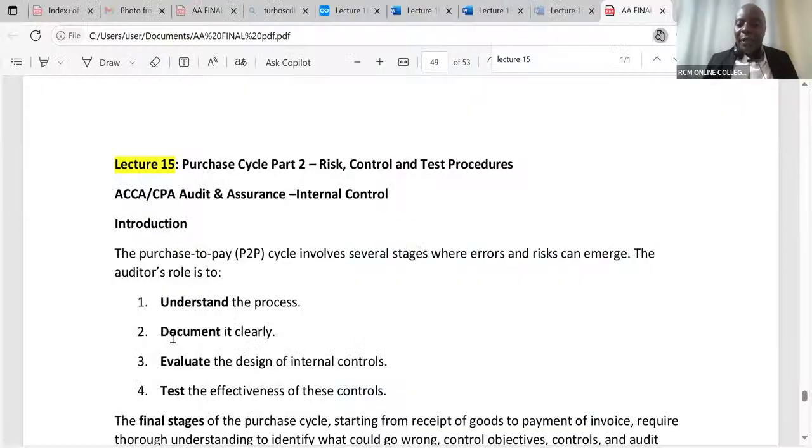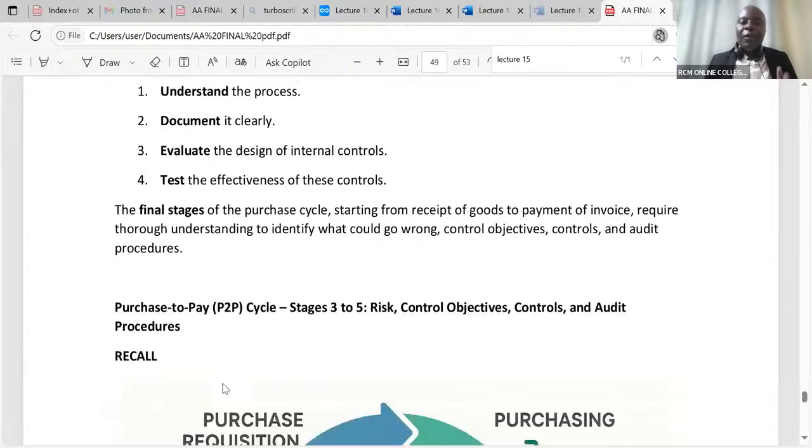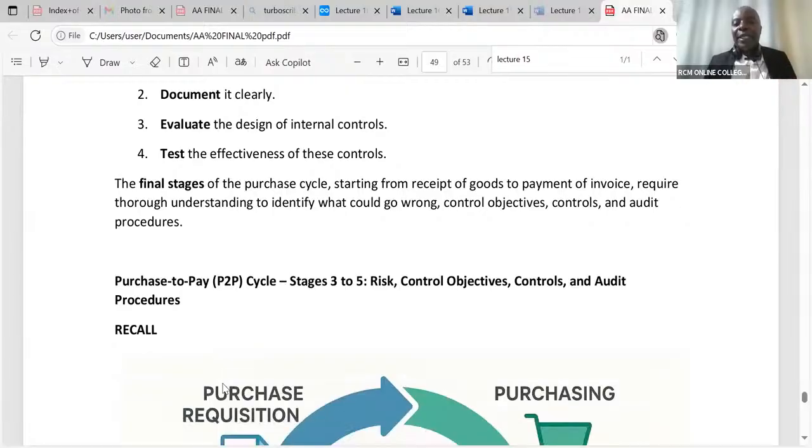Now, ladies and gentlemen, I hope that is very, very clear. The final stages of the purchase cycle, starting from receipt of goods to payment of invoice, require thorough understanding to identify what could go wrong, you as an auditor. The control objectives, controls, and audit procedures. Now, purchase to pay: you move through that cycle until you pay.